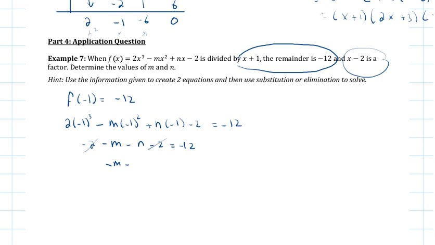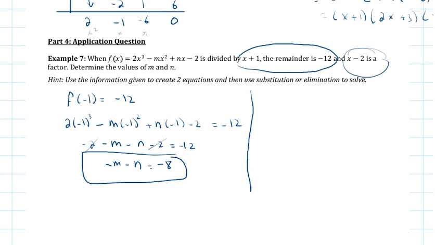Negative 2 and negative 2, that's a negative 4. If I bring it over, it's going to become a plus 4. So I have negative m minus n equals negative 12 plus 4, so that's going to be negative 8. Here is one equation.